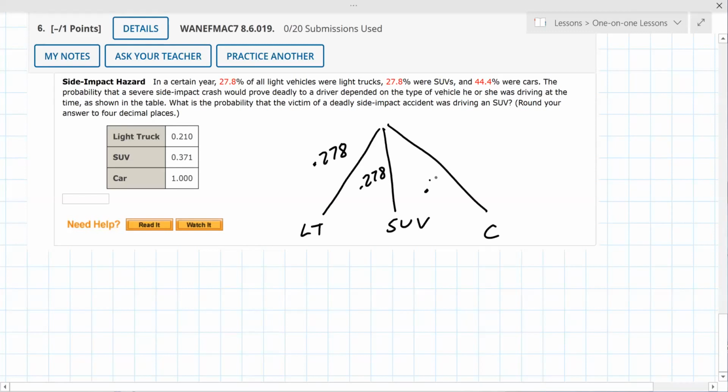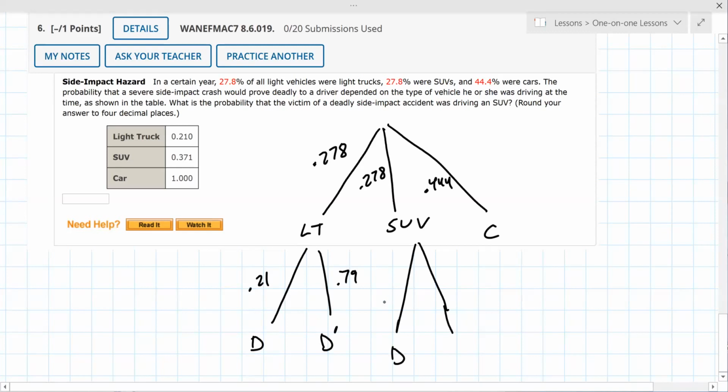0.444. Now, the table here gives the probability that you would die in a crash. So the probability in an LT of deadly is 0.21, and then D not is 0.79. SUV, same thing. Probability of deadly is 0.371, 0.629 deadly not. And then car, same thing. Deadly is 1, and then not is 0 over here.